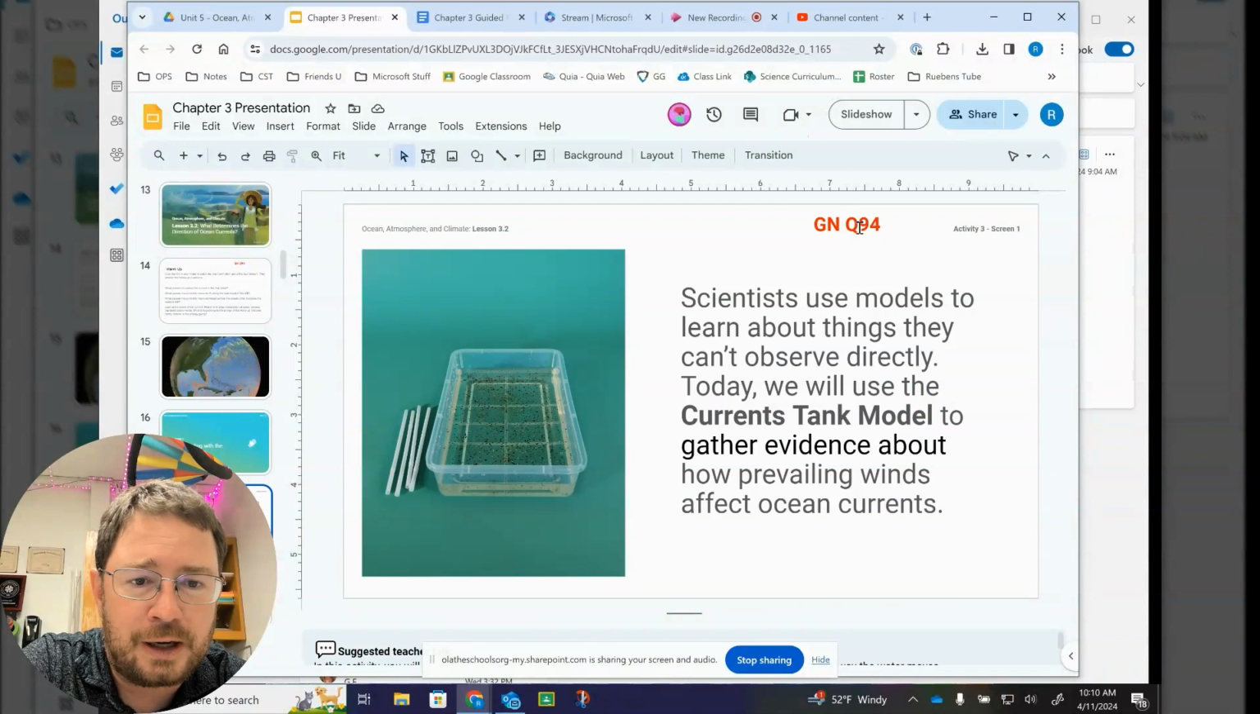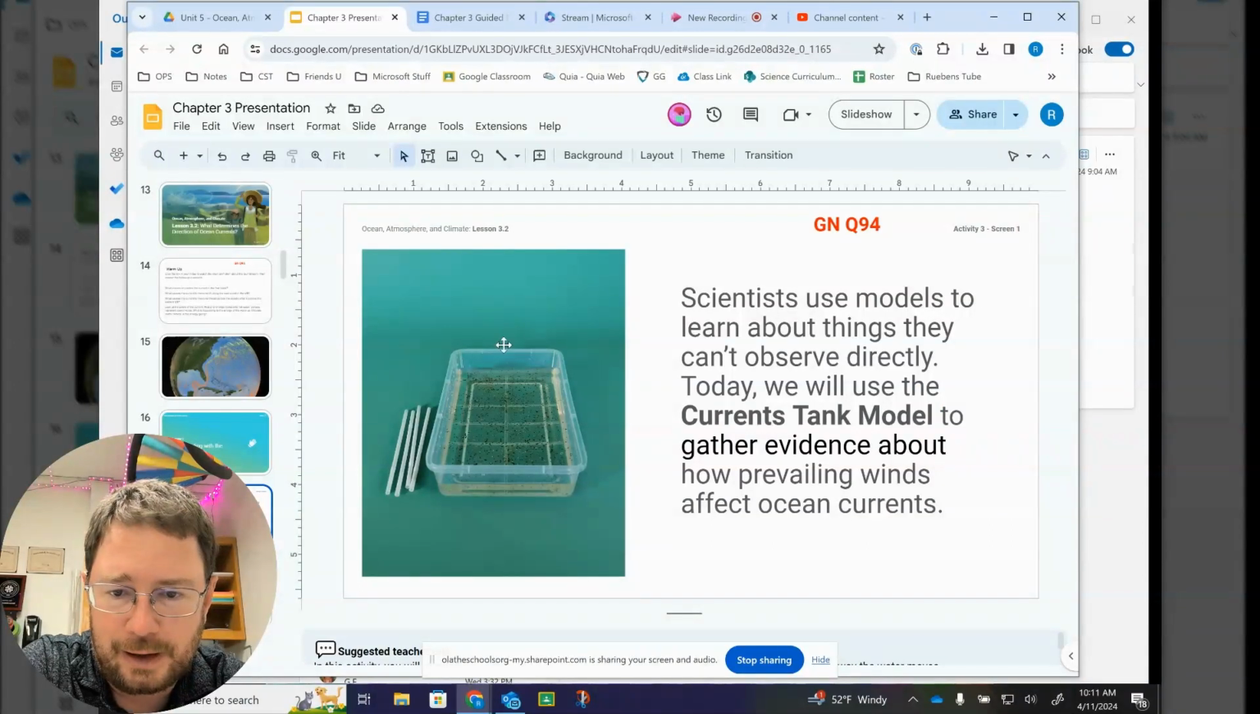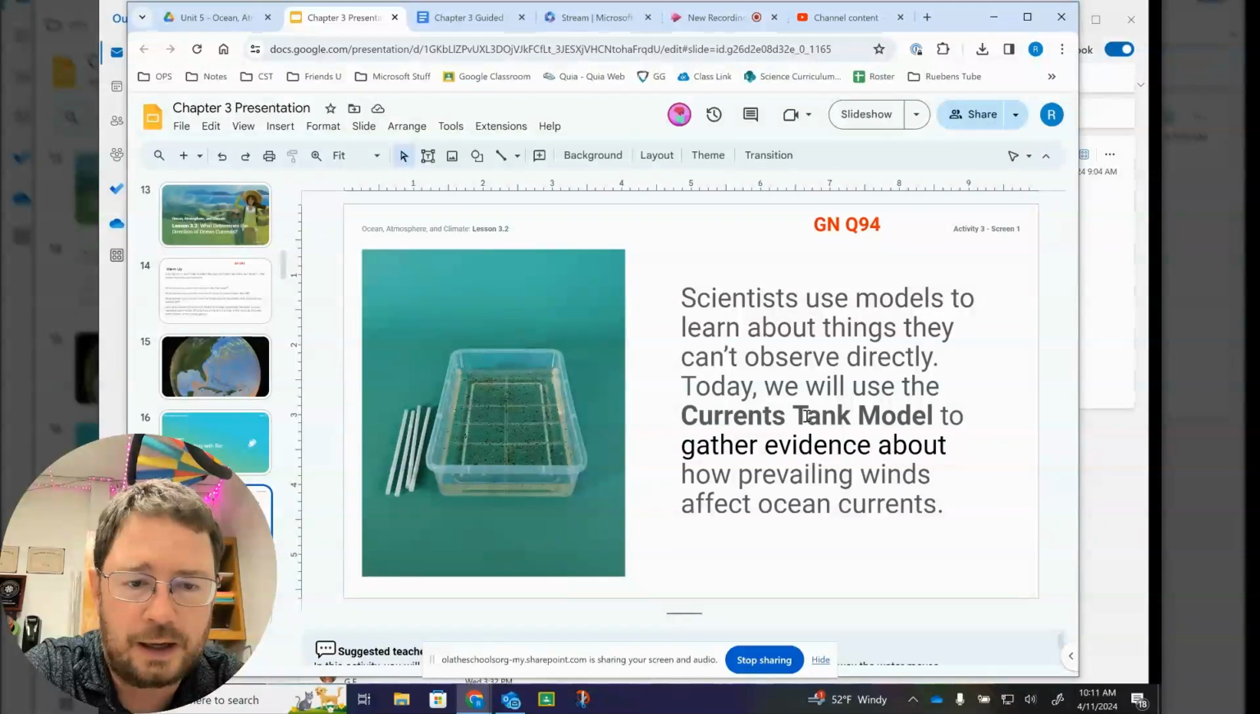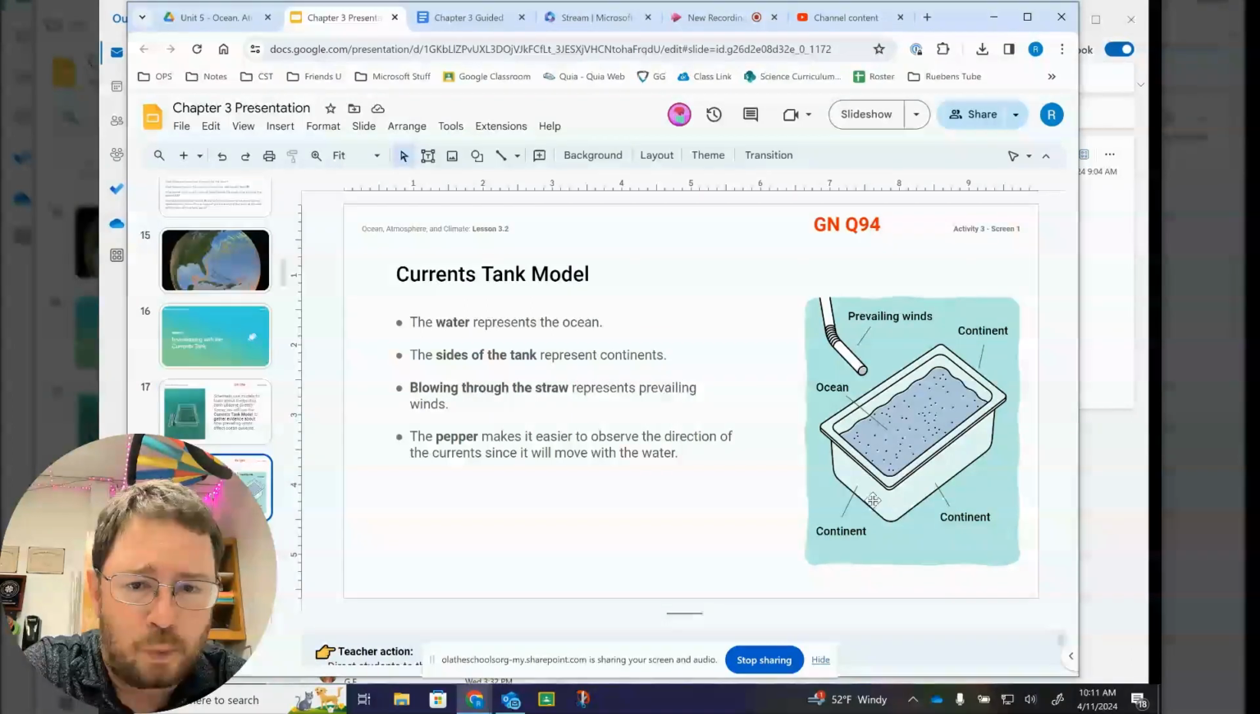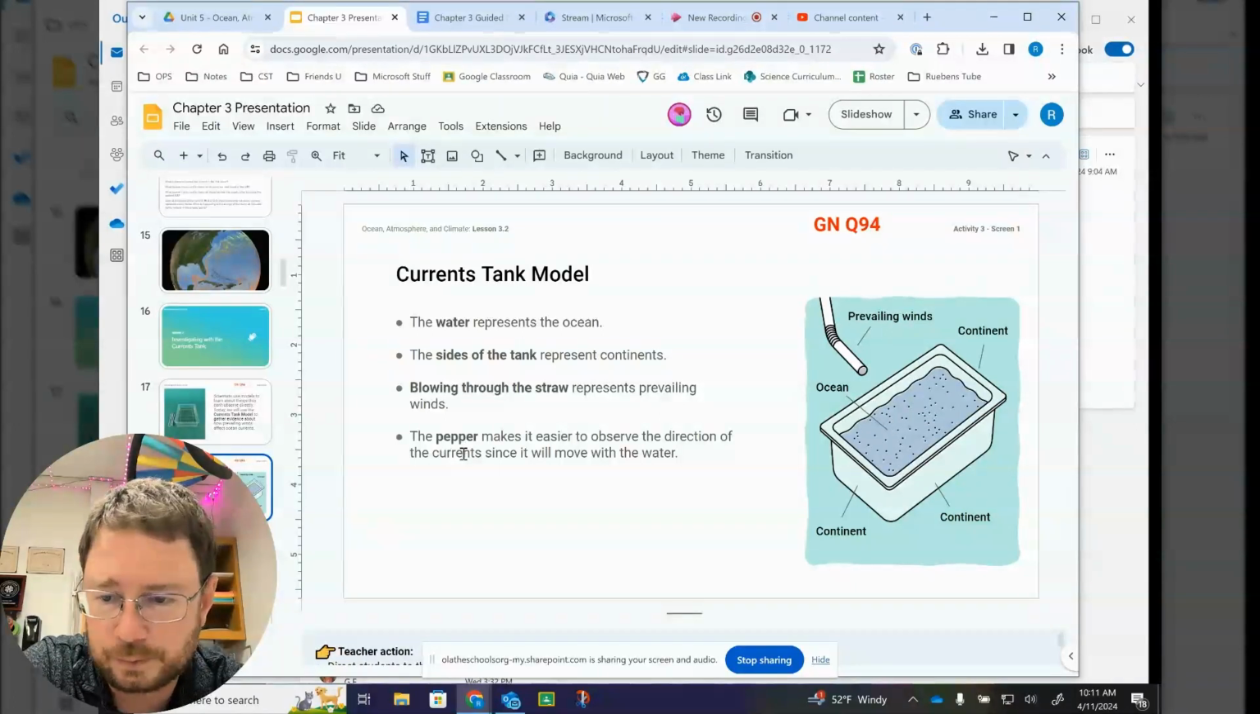All right, question 94. We have a modeling lab activity. Scientists use models to learn about things they can't observe directly. Today, you're going to use the currents tank model to gather evidence about how prevailing winds affect currents. So, the water tank, there will be a tub on the counter. This represents the ocean. The sides of the tank represent continents. Blowing through the straw represents prevailing wind, and you're going to put pepper flakes in the water to make it easier to observe the currents on the surface.